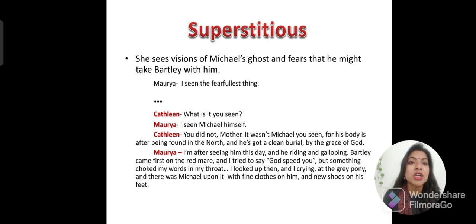Here I have given a short dialogue between Kathleen and Maurya when Bartley goes away and he is ready to go to the mainland. Maurya doesn't have a good conversation with him, and then Kathleen sends Maurya with some bread to give it to Bartley and to speak a few good words to him before going to the mainland. But Maurya comes back, and she is shaking as if she has seen a ghost.